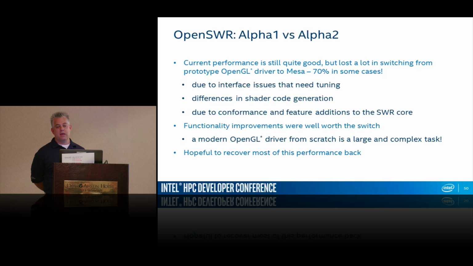Trying to write a modern OpenGL driver from scratch is a very difficult task. Trying to bring it from a fixed function stage to fully supporting shaders, to then supporting OpenGL 4 and the very latest OpenGL, is a large and daunting task. Why not take advantage of a very well-matured community that's out there with MESA and integrate our stuff with MESA? So that's what we've done. And as I mentioned, we're hopeful to recover most of this performance back through tuning. We have a lot we can still tune. We've been focused primarily on functionality at this point.